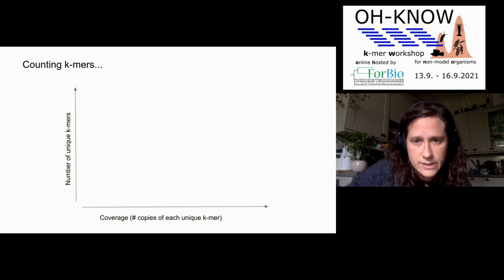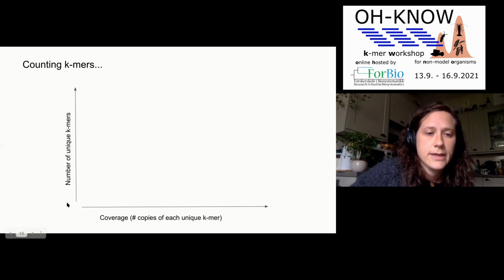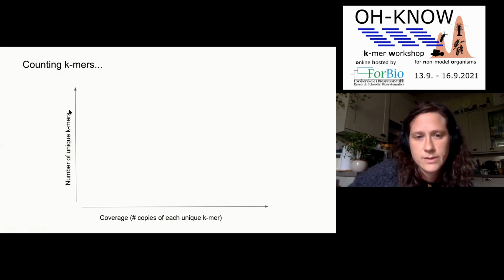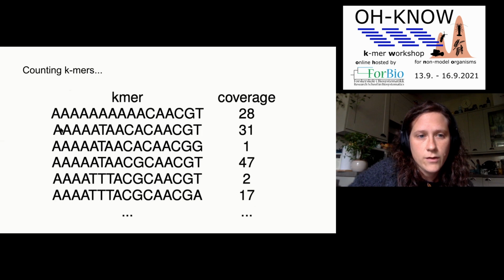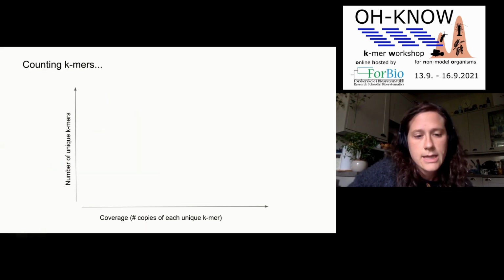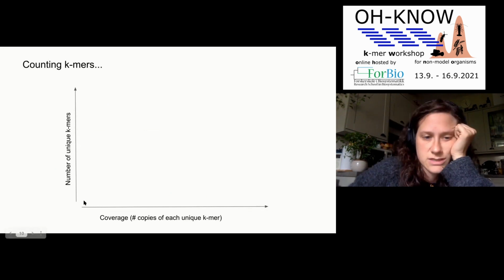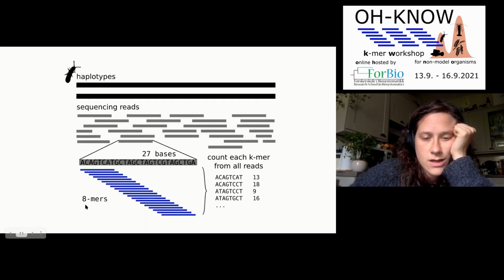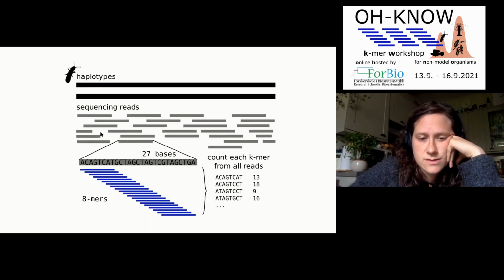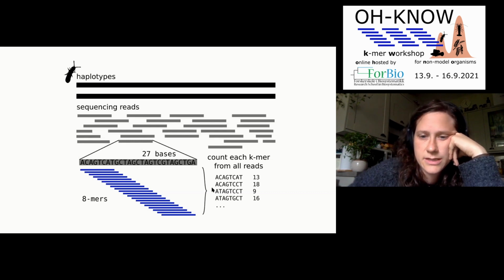So when you plot your Kmer spectra, or your Kmer profile, you are making the y-axis the number of unique Kmers. So basically, how many of these unique sequences I have in my data set that have a specific coverage. And on the x-axis, you're showing what coverage every unique Kmer has. We've already gone through this. So this is what goes from haplotype to sequence reads to Kmers, and then how you count each Kmer from each read.